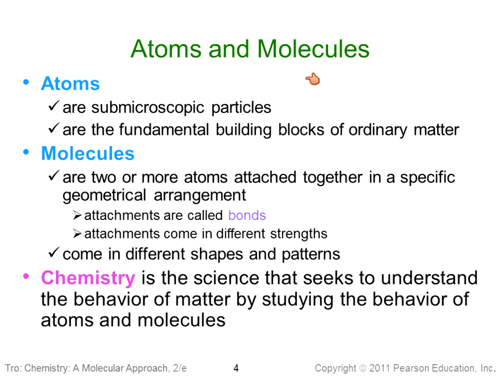When we look at atoms and molecules, atoms are what we call submicroscopic particles. That is, we can't see them. They are the building blocks of matter. In fact, they are the building blocks of molecules. Molecules are two or more atoms attached together in a specific arrangement. Their attachments are called bonds, and these attachments can come in different strengths and in different lengths.